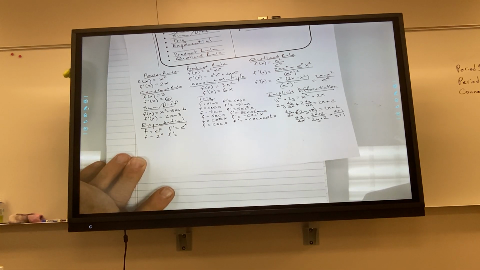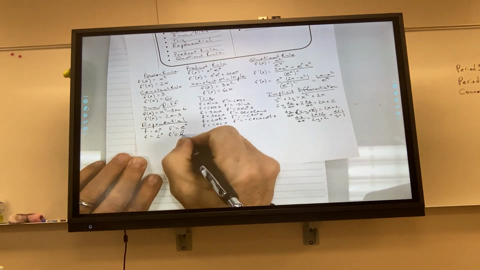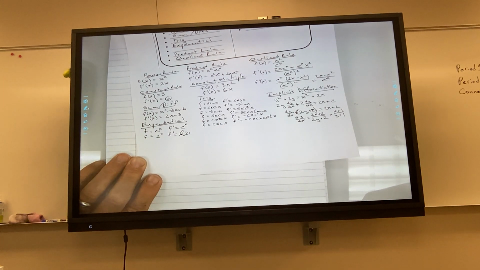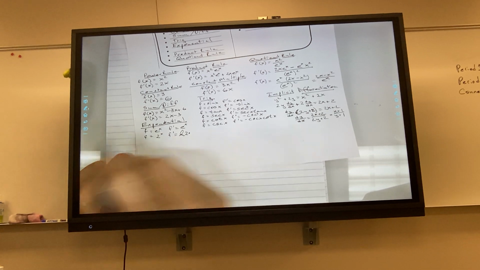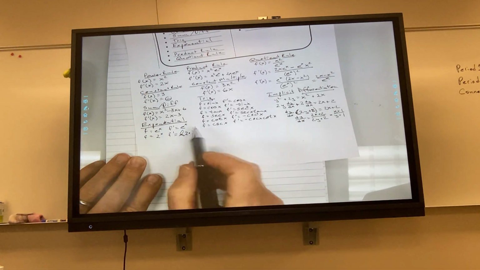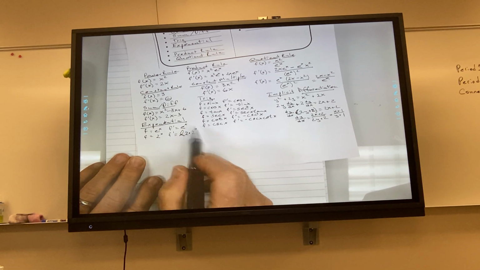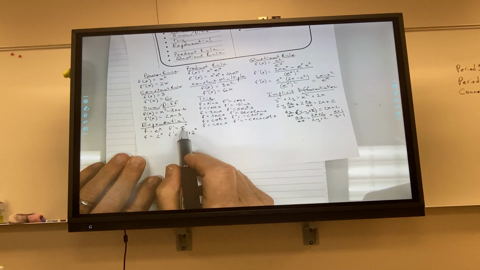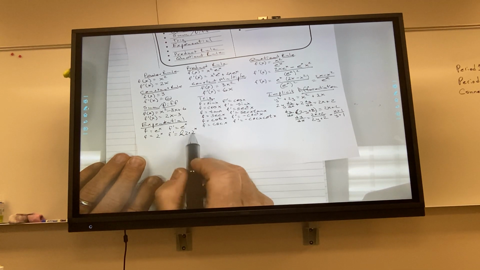Did you remember? Is it ln of 2 times 2 to the x? So you know how you get e to the x here? You're going to get that 2 to the x here. The only reason is that ln of e is 1. Okay, that's the only difference between those two.